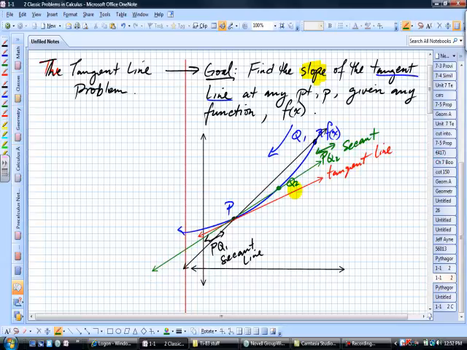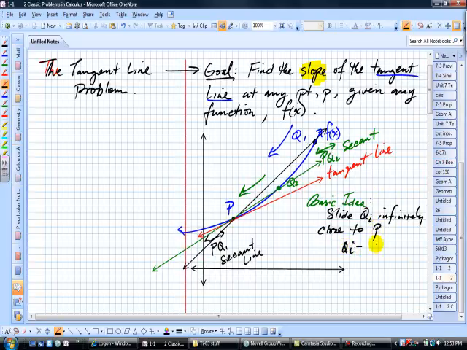So what do we do? Well, we get closer to P. We slide Q, and we slide it, and we want Q to get really close to P. In fact, we want to do what we love to do in calculus, which is to go infinitely close to P. So the basic idea is to slide Q. We'll call it Q sub i, in general Q1, Q2, Q3. Slide Qi infinitely close to P, so Qi approaches P.